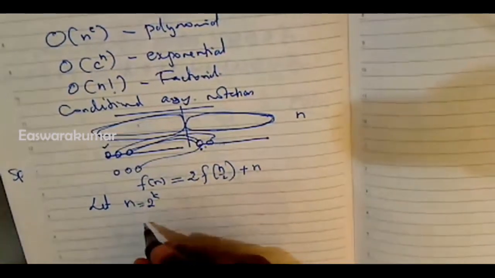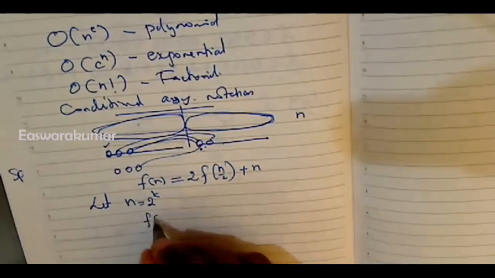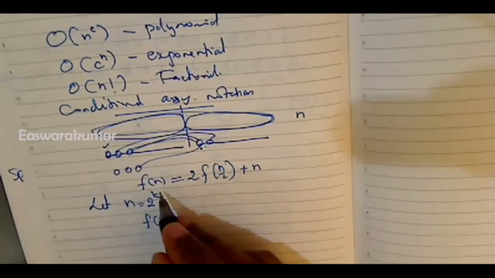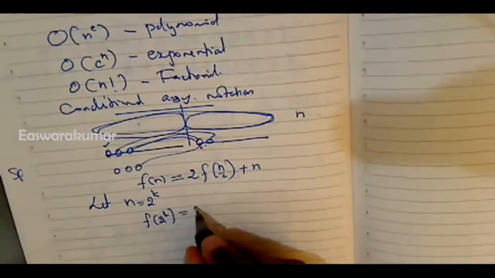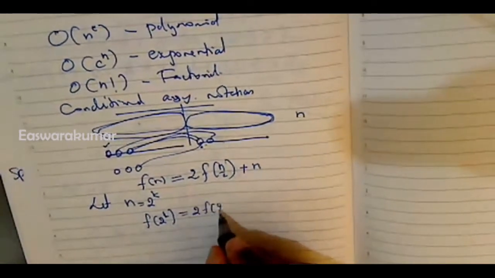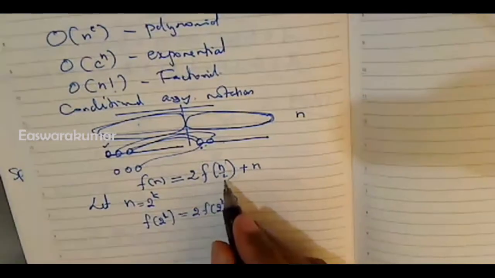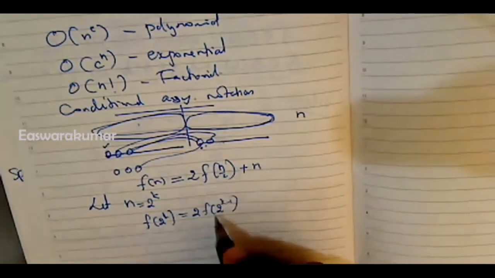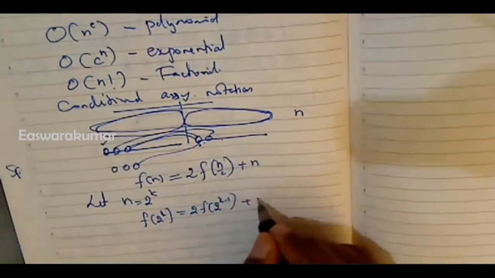So if you substitute this value, then what happens? This is f of 2 power k, right? Since n is equal to 2 power k, this is f of 2 power k. That is equal to 2 times f of 2 power k minus 1, because 2 is in the denominator, so we can cancel it, right? If you cancel it, the remaining is f of 2 power k minus 1, then plus n, which is 2 power k.